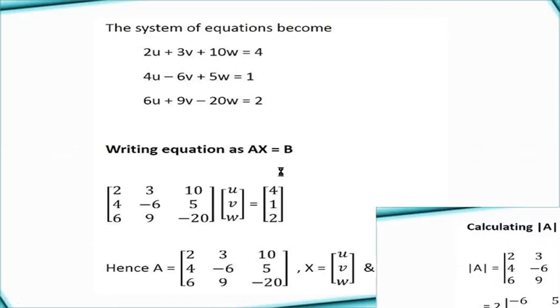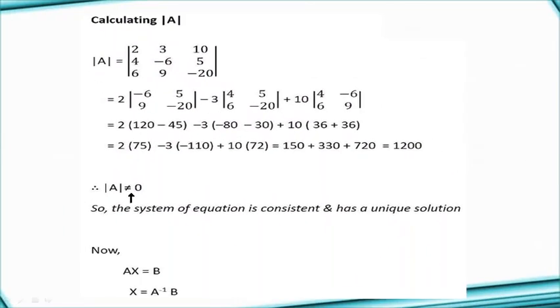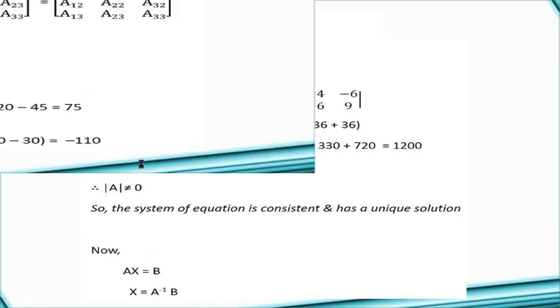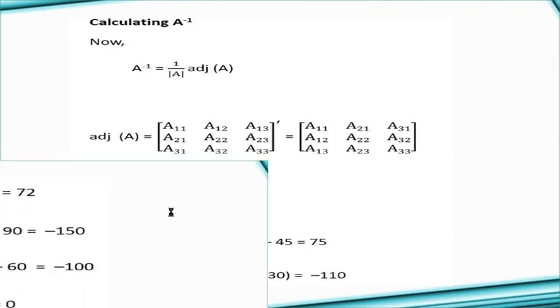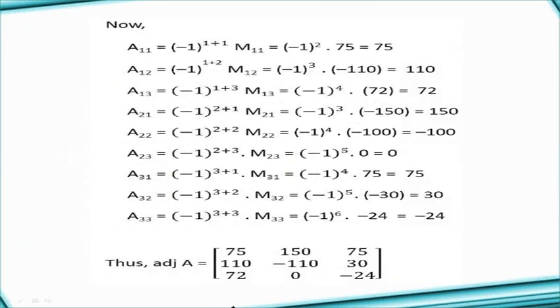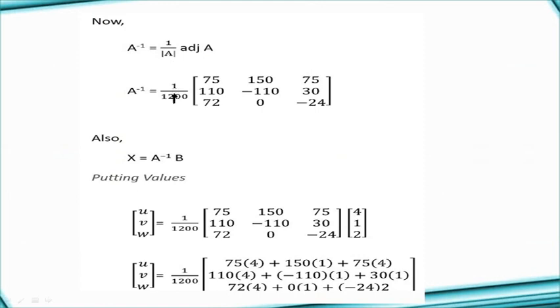Three matrices are ready. Now determinant A first of all to check which type of system. So this is consistent and it will have a unique solution. Then inverse is equal to 1 upon determinant A into adjoint A. Then we will calculate adjoint. For adjoint we will calculate minors and then all the cofactors, and this is adjoint ready. Then A inverse is 1 upon determinant A, that was 1200, and this is adjoint A. X is equal to A inverse B.